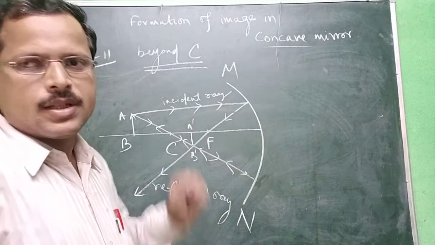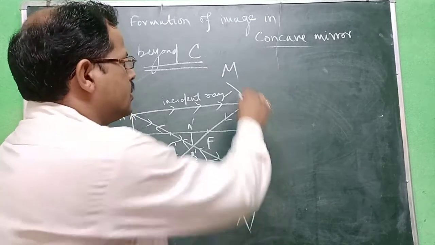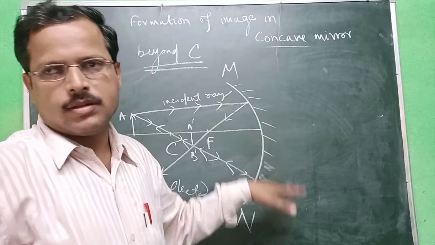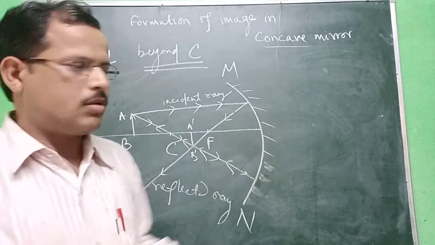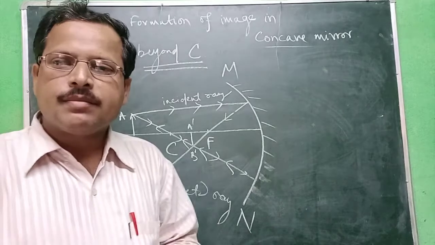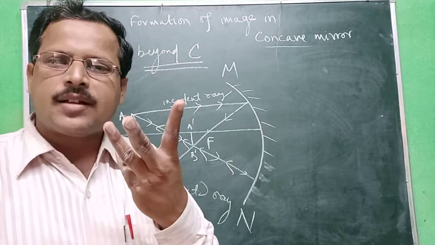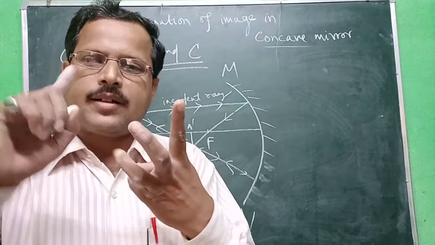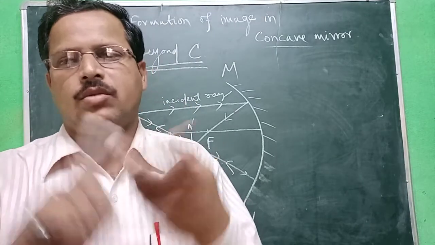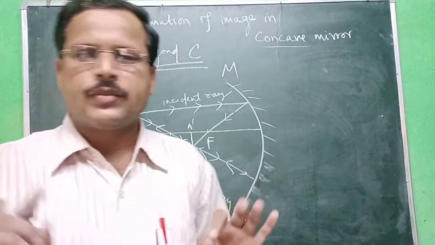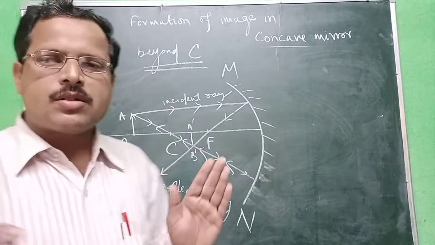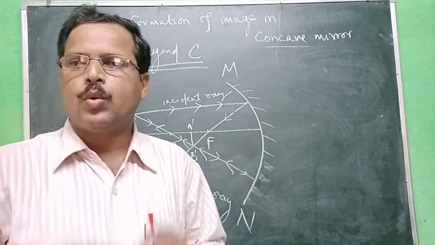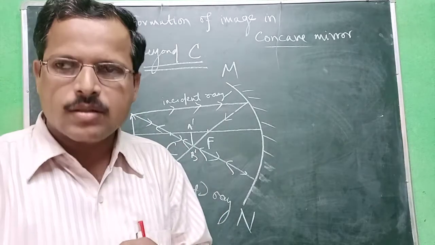Suppose A prime B prime is the image, and this is the concave mirror. Nothing is placed on the back side of the mirror. This is the mirror, not a lens. So where is the image? Three points, as I said: first position, second nature, third size. First let us think about the position of the image.